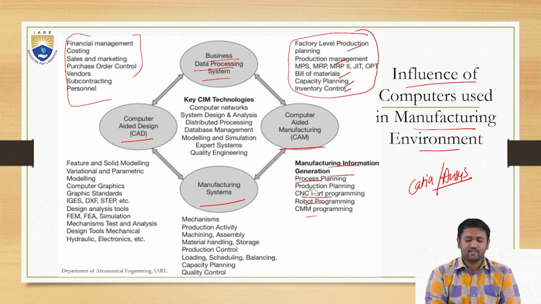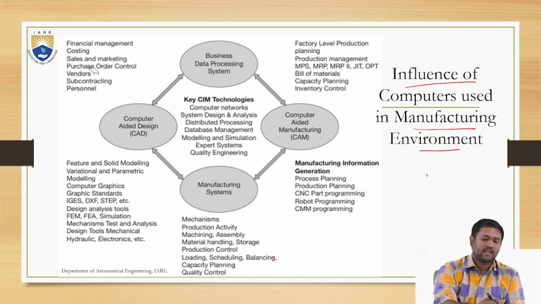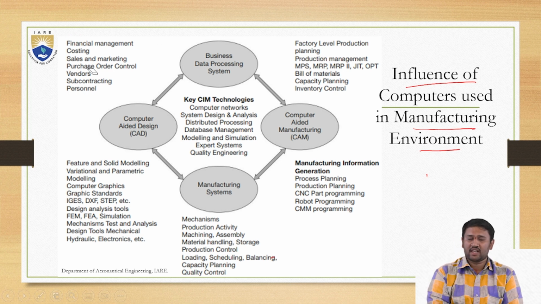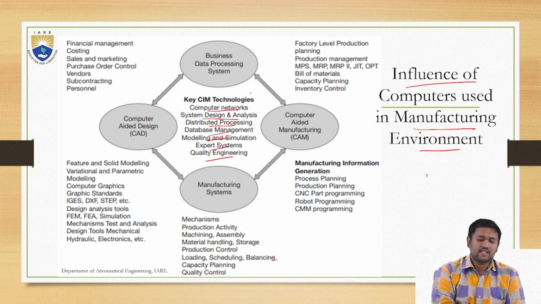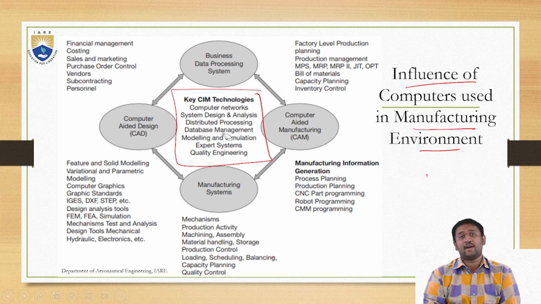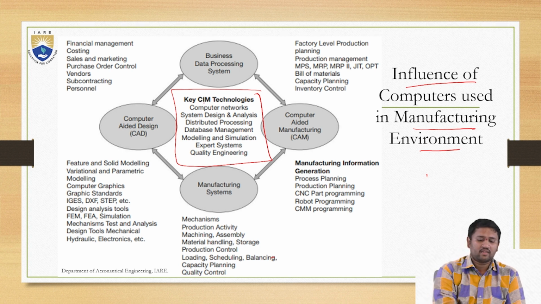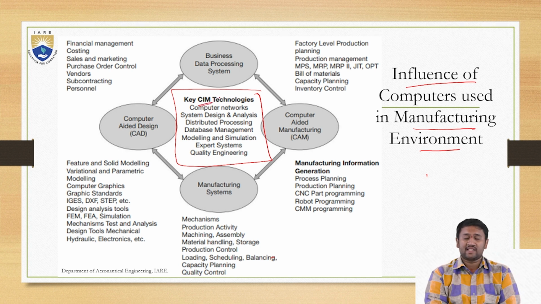And during this, what basically happens is you will be using key computer integrated manufacturing technologies. These particularly use computer networks, as well as designing a system and analyzing the same, distributed processing, database management, modeling and simulation, expert systems, quality engineering. All these are the key important technologies that you will be using while applying computers in an integrated environment for manufacturing. Why? This we will discuss further regarding CIM.